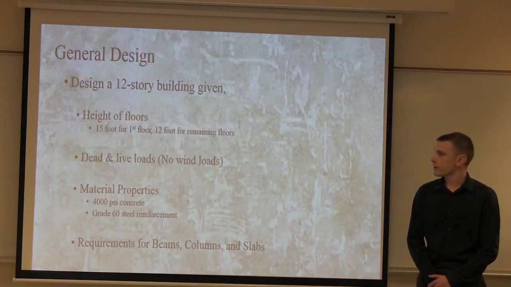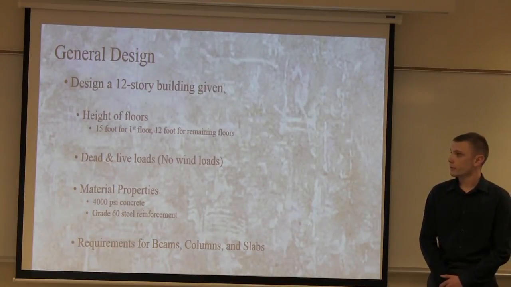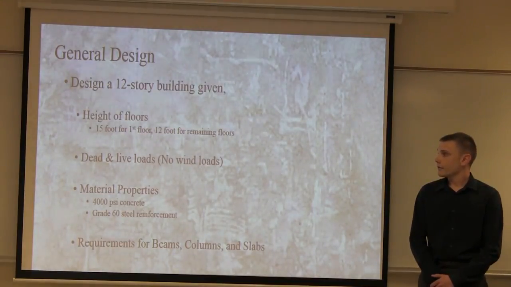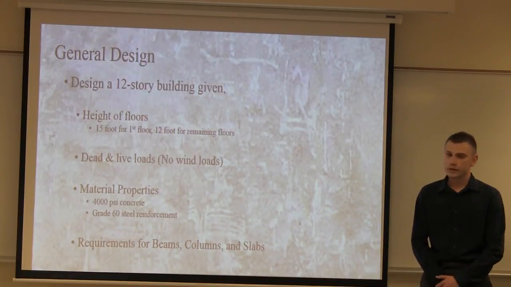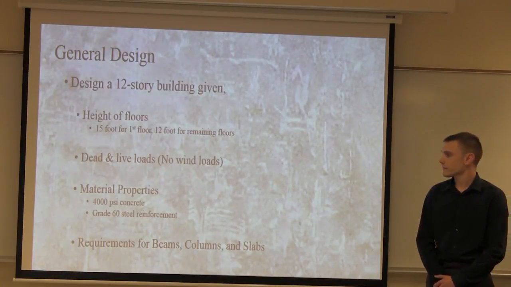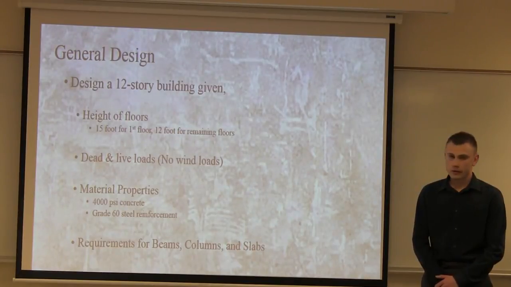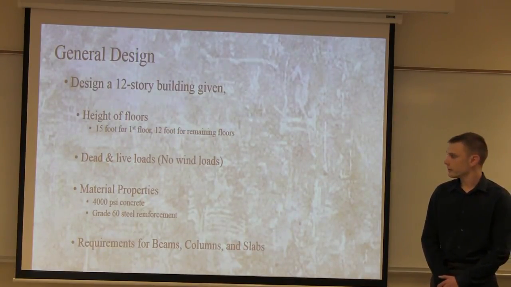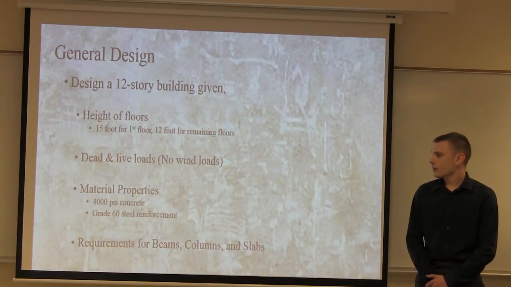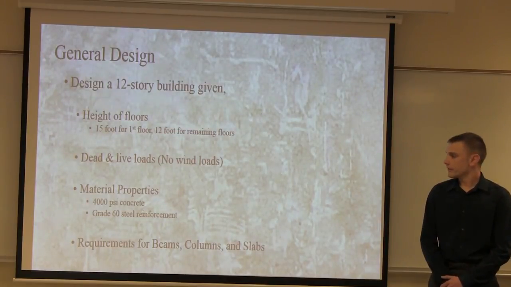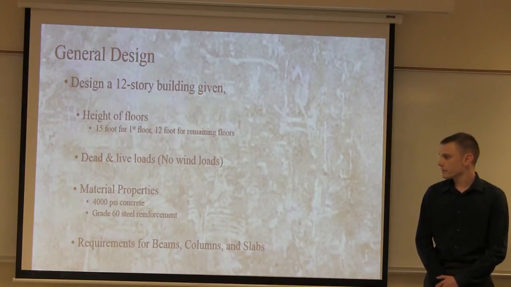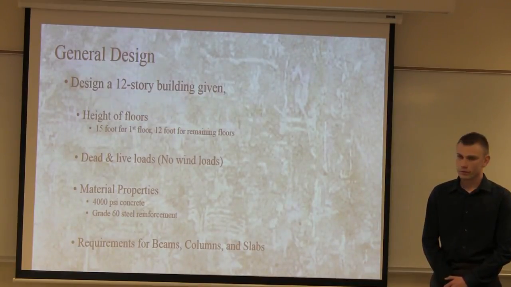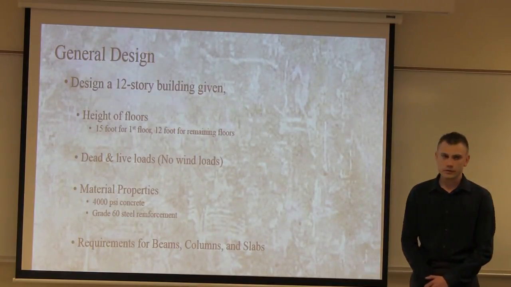Information that was given for this project was that it was to be a 12-story building. The heights of the floors were also given: 15 feet for the first floor and 12 feet for the remaining floors. We were given the dead and live loads. There was no wind load on this building. For the material properties, we used 4,000 PSI concrete and grade 60 steel for the reinforcement. And we were also given some requirements for the beams, columns, and the slabs.